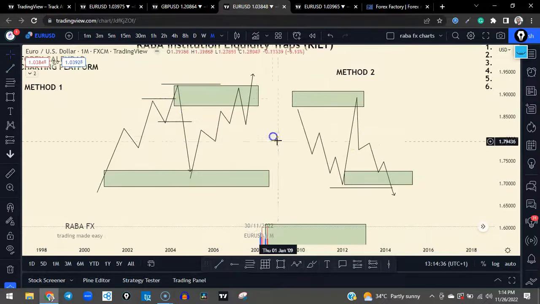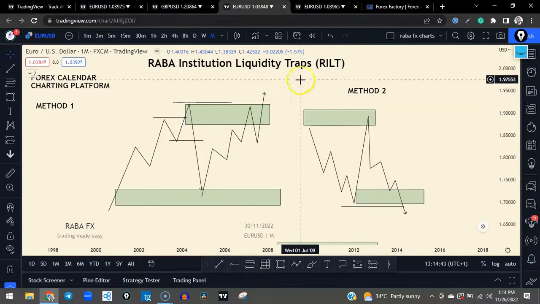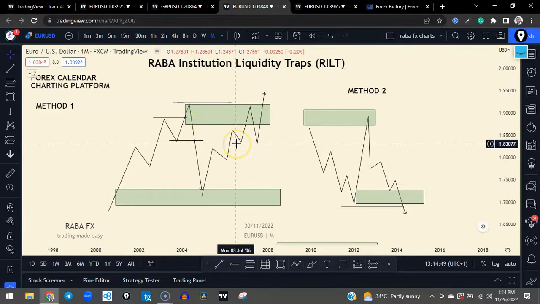You want to be buying in this case, because once they key in their position here, they are trapped. And that's where the Raba institutional liquidity trap comes in. Their money is trapped. So what happens? Their stop loss will be taken. They have nowhere to go. I will show you in the example.